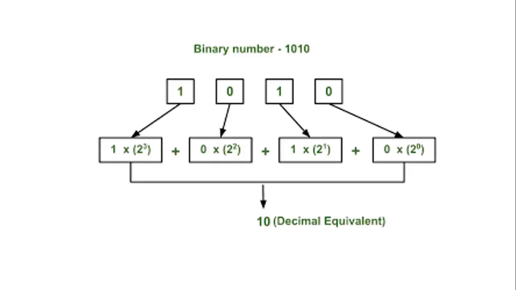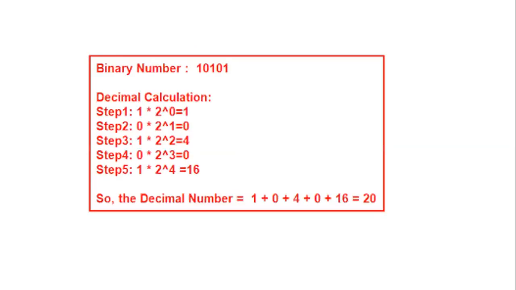Next number, 1010. This should have been done mentally. The answer is 10. Next number, this should also be done mentally. 1, 0, 1, 0, 1. The answer is 20.